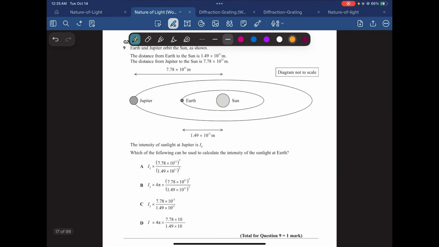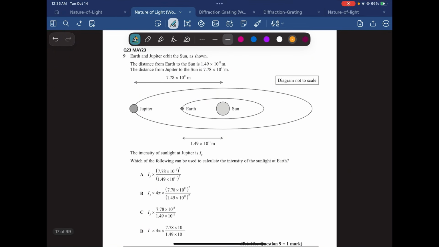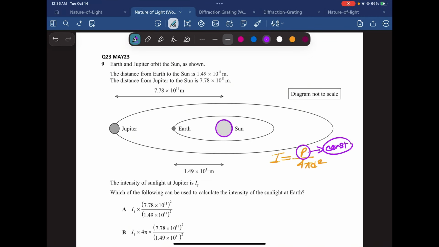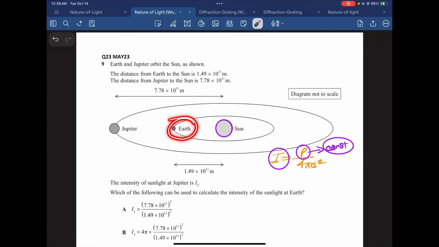Now we can actually use some formulas to complete this. Okay. What do we actually know? We basically know that intensity is equal to power divided by 4 pi d squared, where power is the power output, or luminosity, of the Sun, which is basically constant. It is the same, right? But the intensity on the Earth and Jupiter is different because of their distance from the Sun.